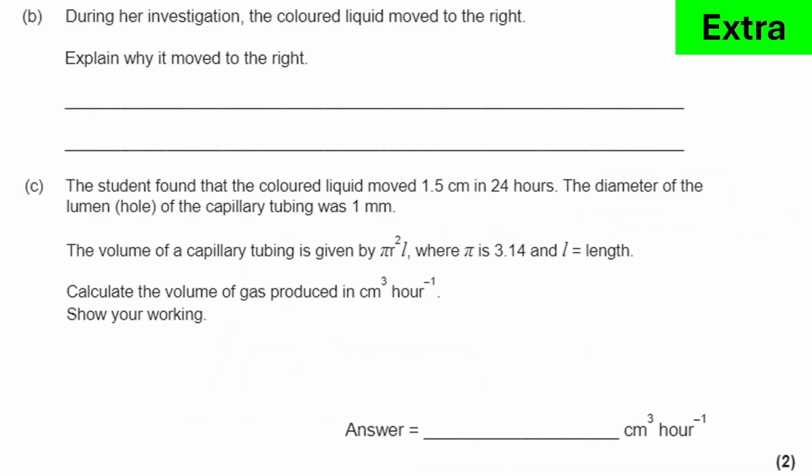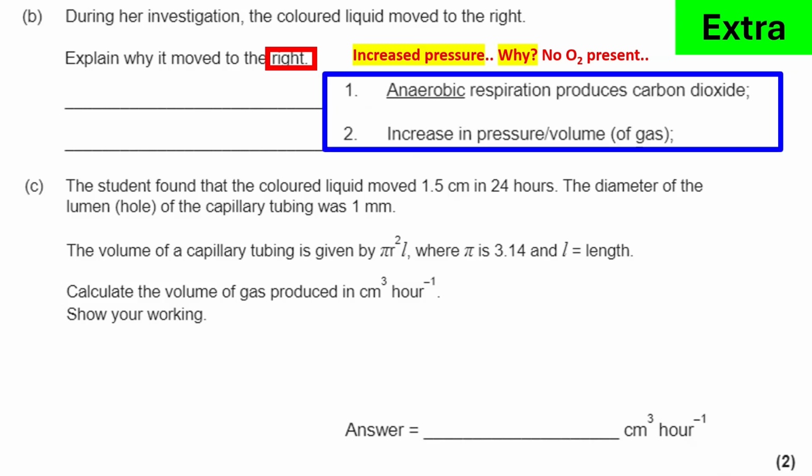So during her investigation, the coloured liquid moved to the right-hand side of the capillary tube. And just to quickly explain why it did that, well, we know the yeast respire anaerobically, they make carbon dioxide gas as well as some ethanol, and the accumulation of carbon dioxide gas, in addition to no oxygen being present in the air, increases the pressure inside the flask.